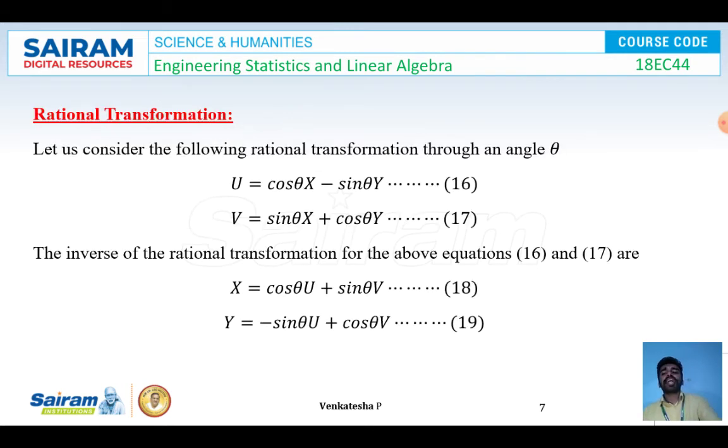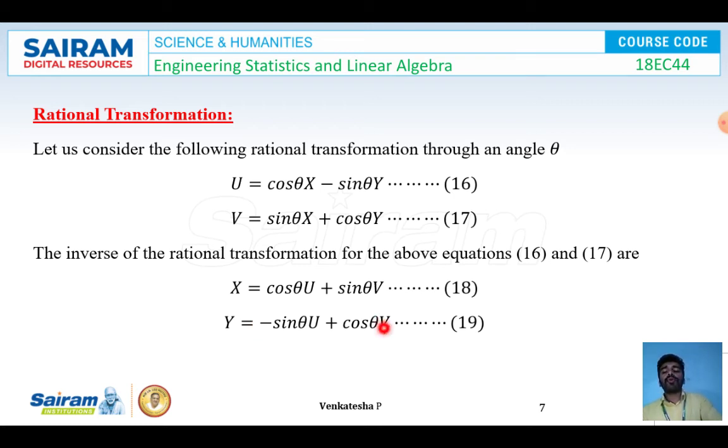So next one is rotational transformation. So I'm going to consider the following rotational transformation through an angle theta. It is given by u is equal to cos theta x minus sin theta y. Call this one as equation number 16. v is equal to sin theta x plus cos theta y, and call this one as equation number 17. Now I'm going to find the inverse of the rotational transformation. I'm going to express the equation in terms of x and y. So that is given by x is equal to cos theta u plus sin theta v. Call this one as equation number 18. y is equal to minus sin theta u plus cos theta v. Call this one as equation number 19.